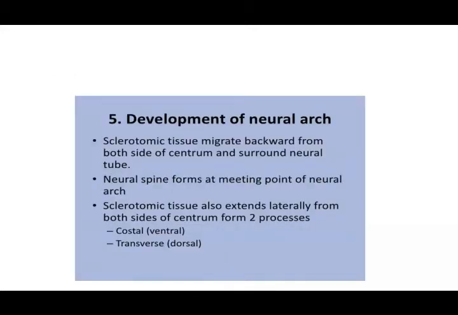Then development of your neural arch. Sclerotomic tissue migrates backwards from both sides of the centrum and surrounds the neural tube. Neural spine forms a meeting point of the neural arch. Sclerotomic tissue also extends laterally from both sides of the centrum to form the processes, that is the costal and the transverse processes. So the sclerotome is going to go round the spinal cord and form the neural arch, extending into the spinous processes, and it also gives laterally some processes, the ventral one, which is called the costal process, and the dorsal one is going to become the transverse processes.